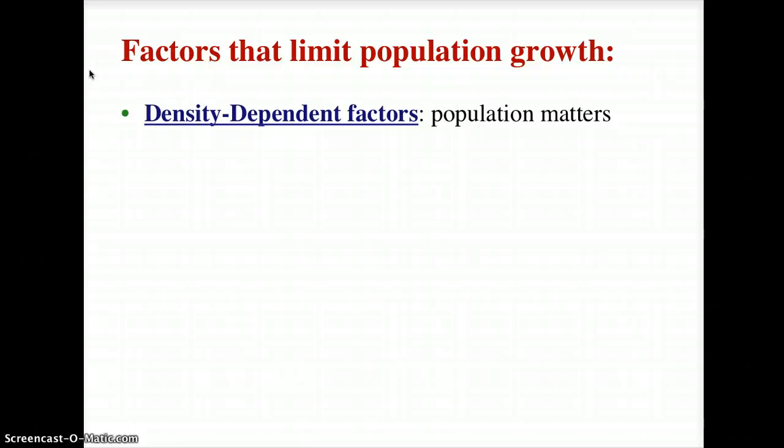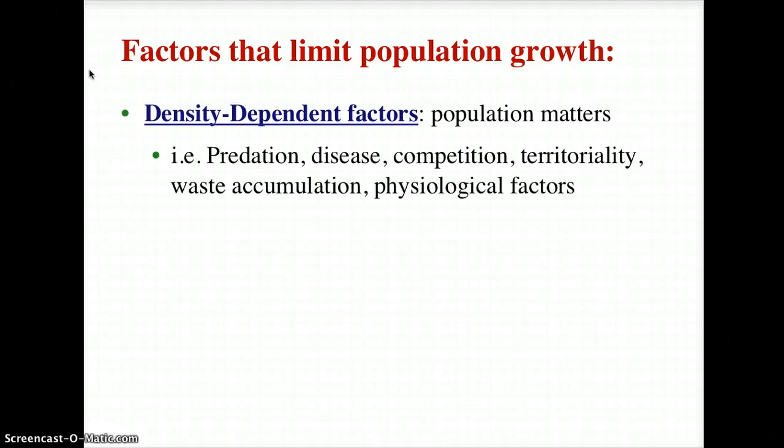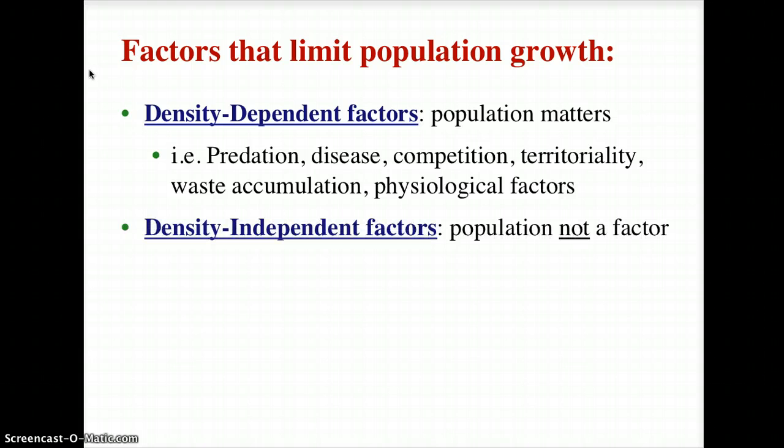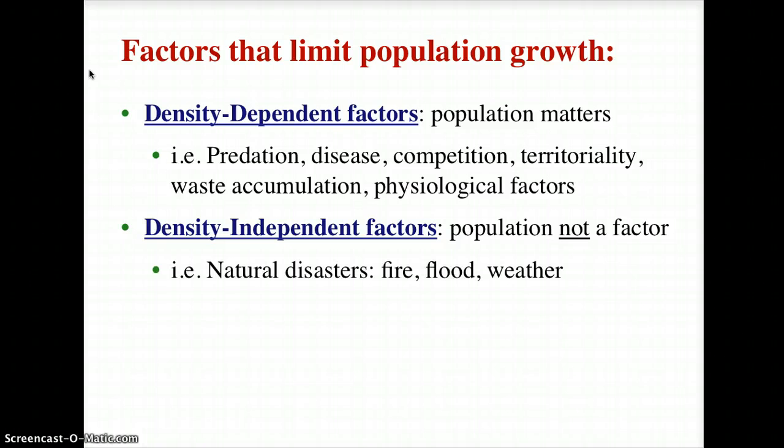Now density dependent factors, obviously the population is going to matter. For example, we have predation, disease, competition, physiological factors, things of that sort. Density-independent factors are factors where the population isn't a factor. It doesn't matter. Things like natural disasters, fires, floods, blizzards, hurricanes, tornadoes. Doesn't really matter what the population is if those density-independent factors occur.